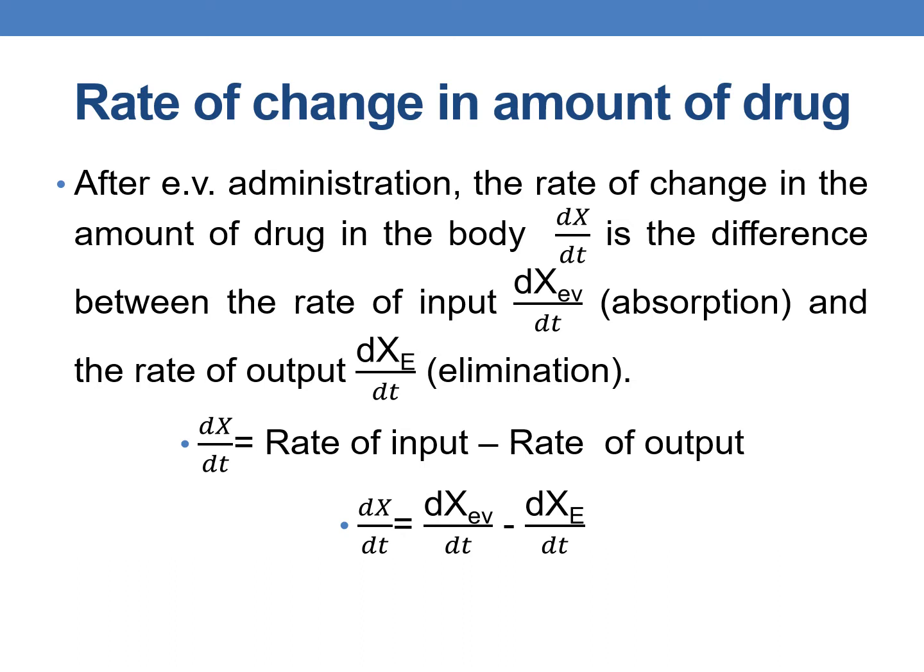Coming to the rate of change in the amount of the drug. After EV administration, the rate of change in the amount of the drug, dX/dt, is the difference between the rate of input, which is nothing but absorption, and the rate of output. So dX/dt equals dXev/dt, that is the rate of input, minus dXe/dt, that is the rate of output.